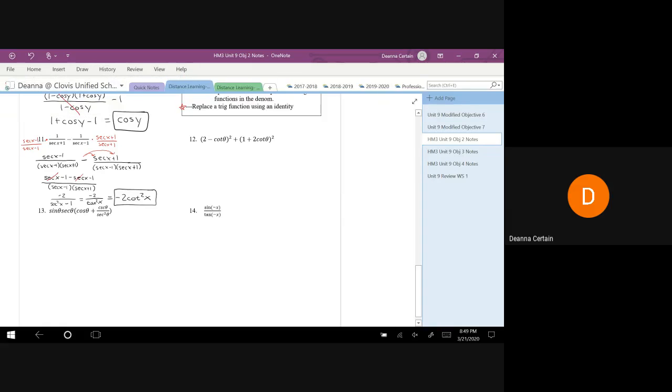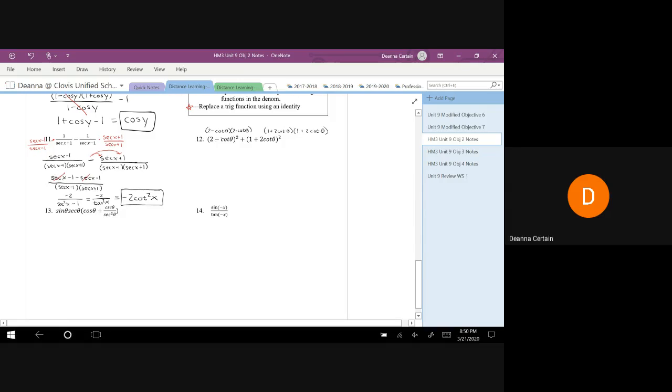Okay, number 12. I would recommend making your first step foiling these out. Careful with number 12 that you don't distribute the squared. These two terms are 2 minus cotangent theta times 2 minus cotangent theta, right? And then 1 plus 2 cotangent theta times 1 plus 2 cotangent theta. It's not distributing the squared. You're actually foiling both of these quantities out.